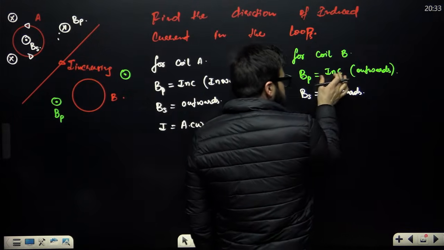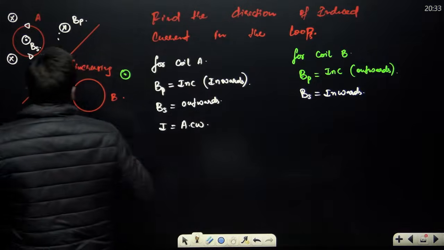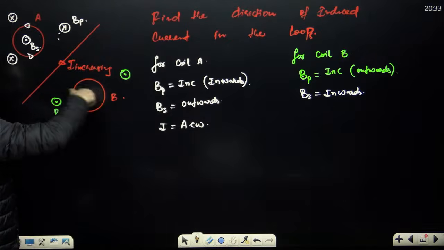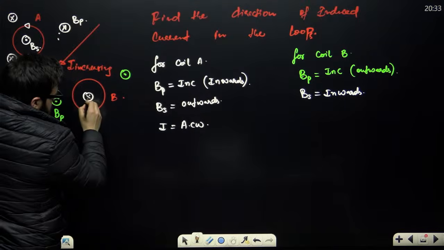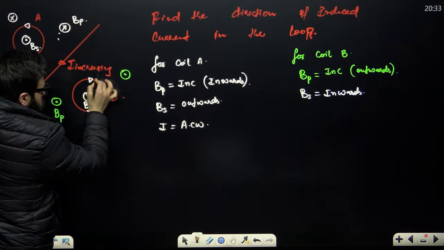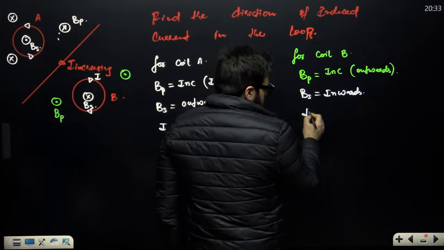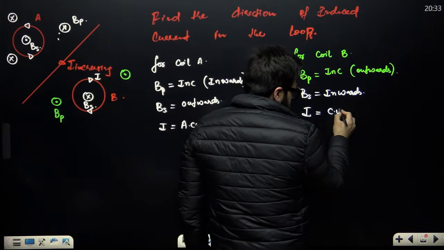Why? Because primary is increasing. So how is that possible? How is that possible? When the direction of the current is clockwise. So if you say B secondary has to be inwards, that is only possible when you keep the direction of the current in the clockwise direction. So we say current has to be clockwise in this particular case.